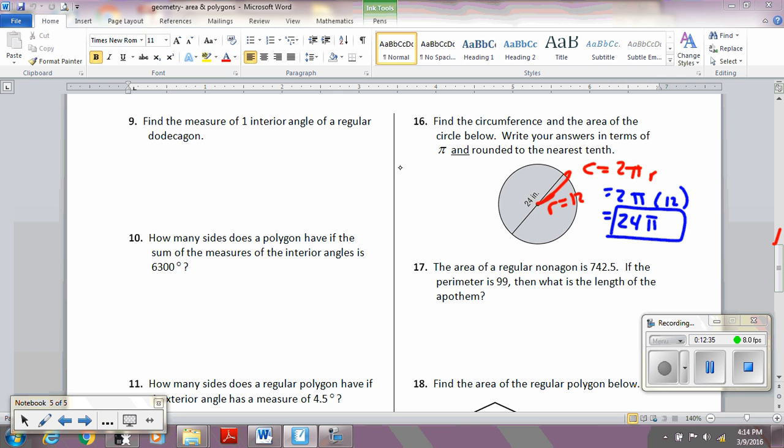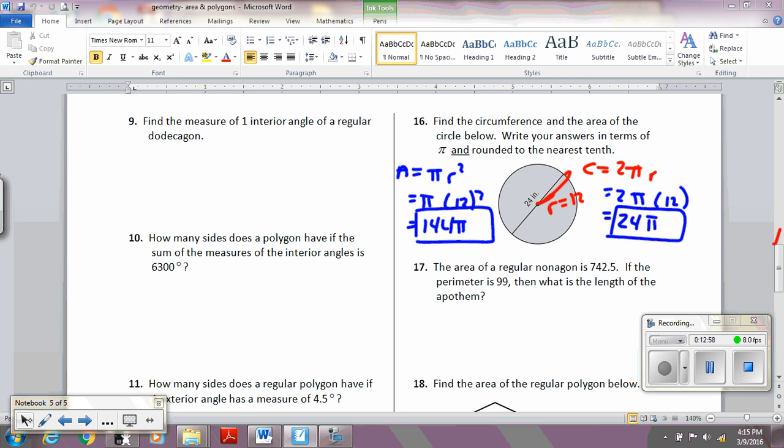For the area, the formula is pi times radius squared. So that would be pi times 12 squared. And again, they want us to leave the area in terms of pi. So we square 12 and we get 144 pi is the exact area.